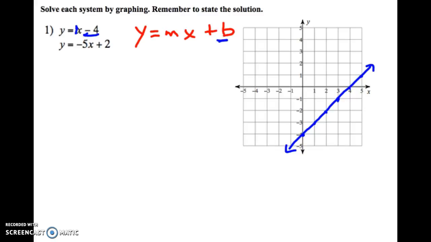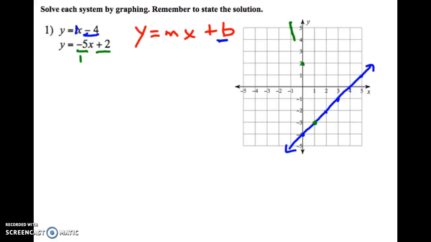The second line, the y-intercept is the +2, so we start at 2 on the y-axis. Slope is -5 or -5 over 1, so it means we're going to go down 5: 1, 2, 3, 4, 5, and over 1. It's about the only point that's going to fit on there. Luckily, it's hitting the other graph.